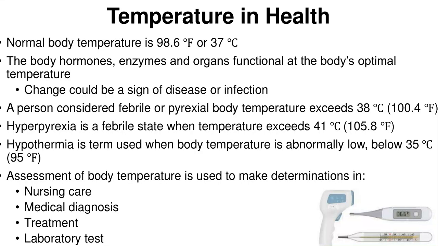We know that the normal body temperature, of course, the temperature of the body at which all the organs will function optimally and all enzymes will be active without being denatured, is 98 degrees Fahrenheit or 37 degrees Celsius. So the body hormones, the body enzymes and organs function at the optimal temperature. So any change in this temperature could be a sign of disease, of an infection, of a pathogenesis or something wrong. So there are a few important terms that are usually used commonly in the health sciences that we're going to be bringing out from this.